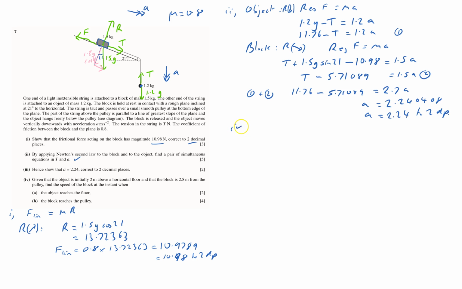And now I've got to work out part 4. Okay, we're now told that the object initially is 2 meters above the floor and the block is 2.8 meters. So what's going to happen is the block's going to go 2 meters along there, not to scale here, and then it's going to go another 0.8 meters along here. But by that stage, the object will have reached the floor, so the acceleration will change.